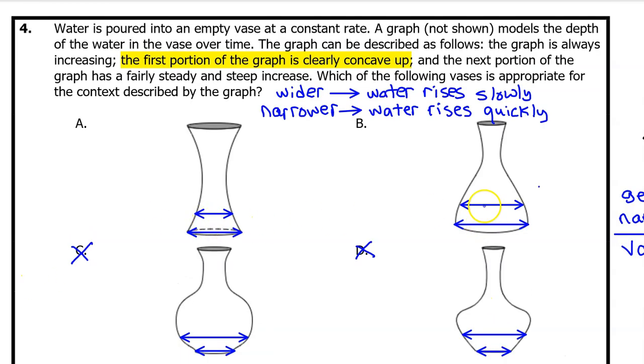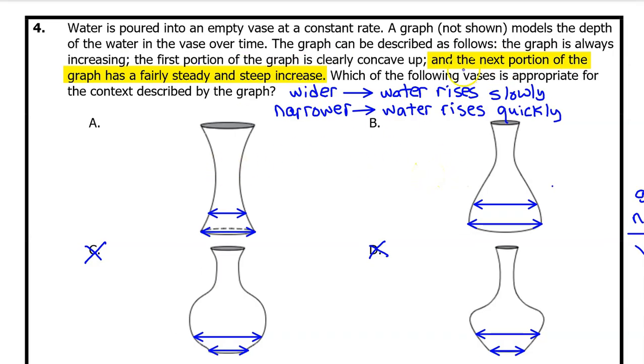Vases A and B both get narrower during the first interval, so we have to use the other part of the description to choose between them. The next portion of the graph has a fairly steady and steep increase. The steep increase means that we're talking about water rising quickly. So we should be looking for a vase that has a narrow opening at the top. The steady part means that there shouldn't be much of a change during the last interval of the fill. So, which of these vases has a narrow opening at the top without much change going on at the end?